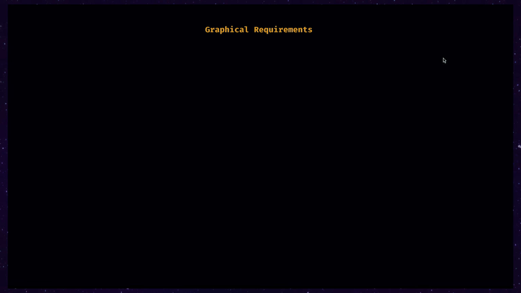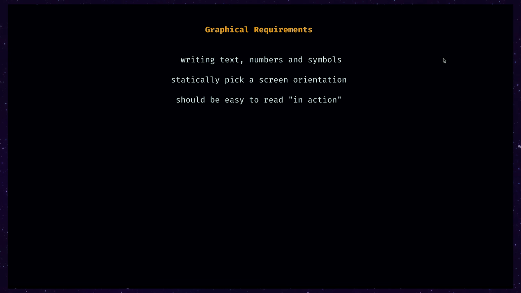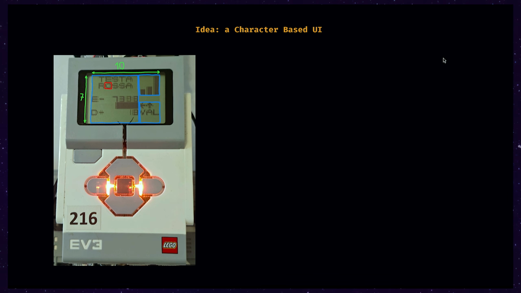And the graphical requirements we have on the UI is that we want to be able to write text, numbers, symbols, statically pick a screen orientation. This is because in other robots, the brick will be laid out in a different way. Should be easy to read when you're doing something else, so in action. And we should be able to draw bar charts in real time. That's the only real requirement. So the idea is to do a character-based UI.